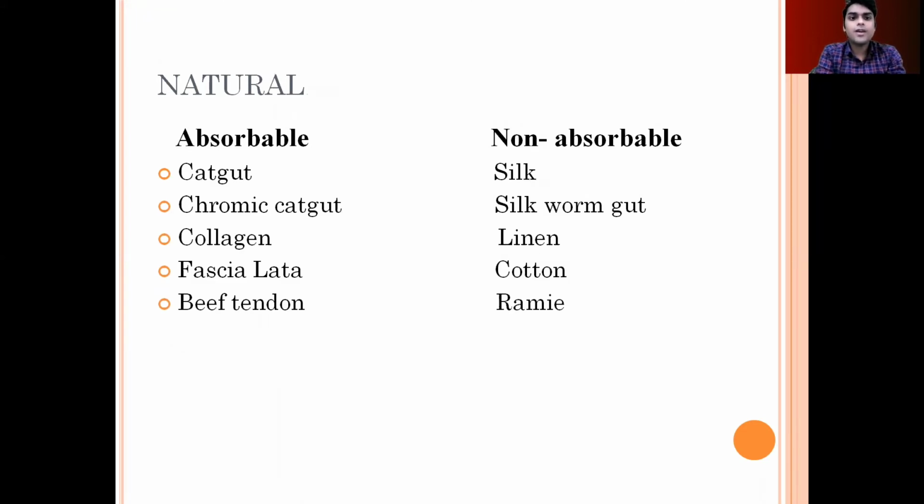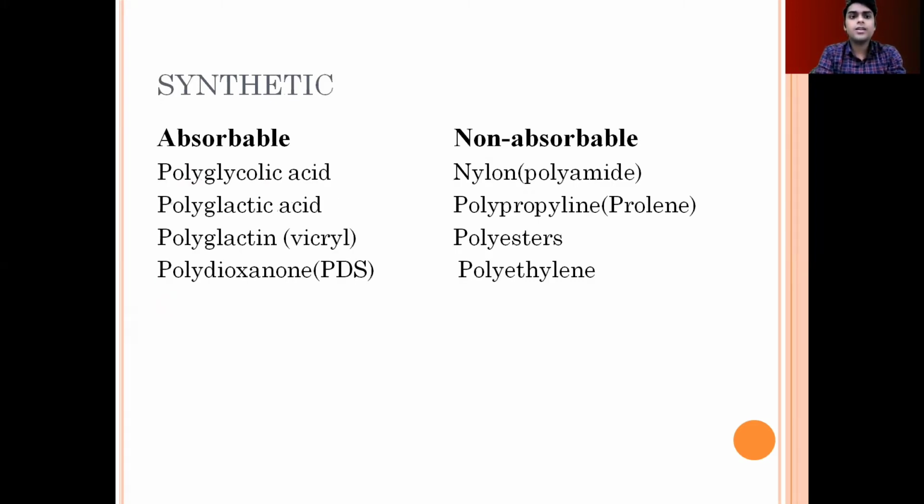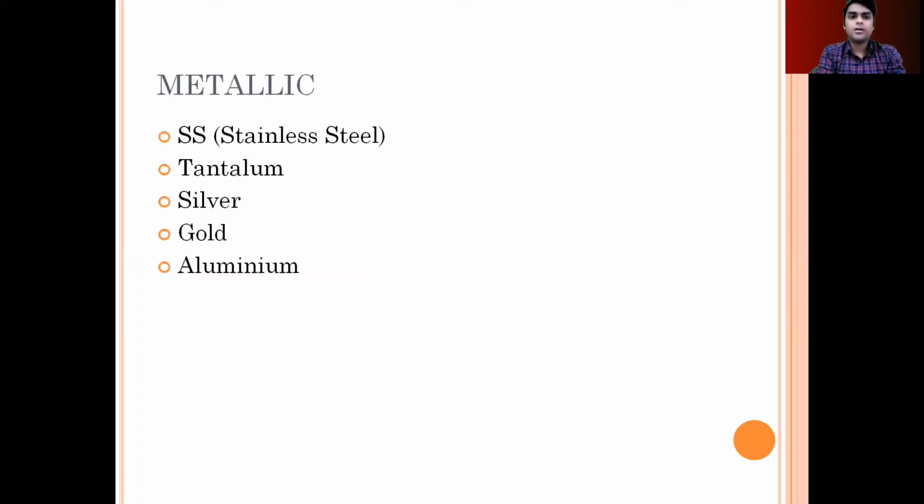In natural, we have the absorbable, which include the catgut, chromic catgut, collagen, fascia lata, and beef tendon. In non-absorbable, we have the silk, silkworm gut, linen, cotton, and ramie. In synthetic, we have absorbable, which includes the polyglycolic acid, polylactic acid, polyglactin, polydioxanone. And in non-absorbable, we have the nylon, polypropylene, polyesters, and polyethylene. The metallic ones are stainless steel, tantalum, silver, gold, aluminium.